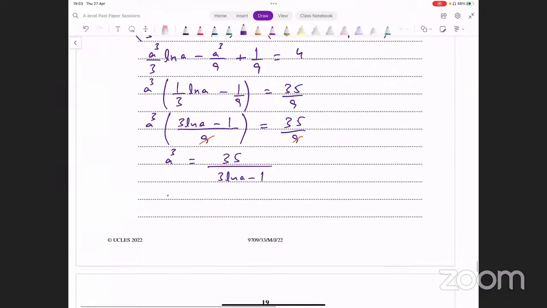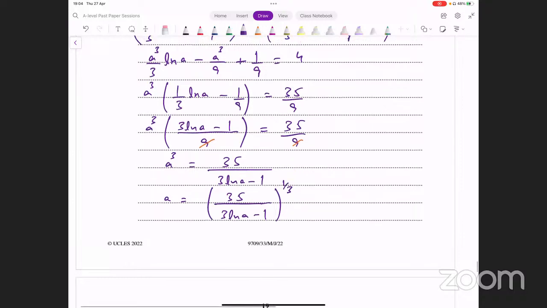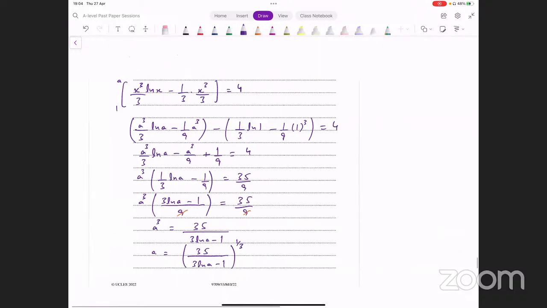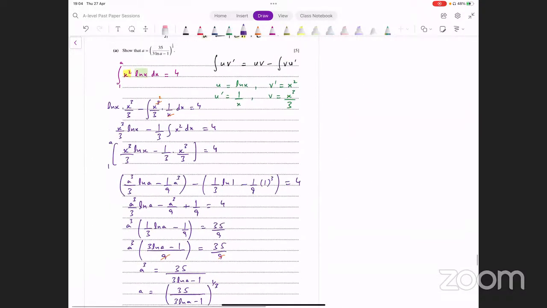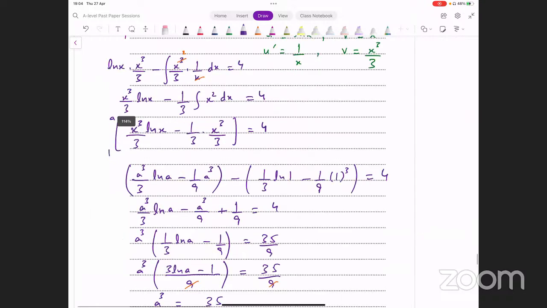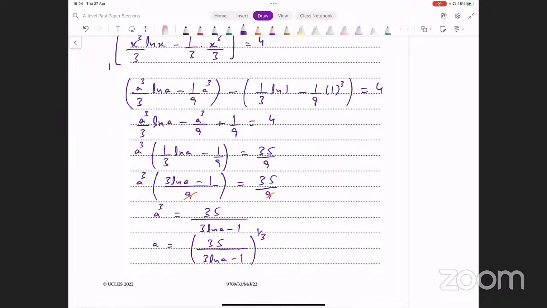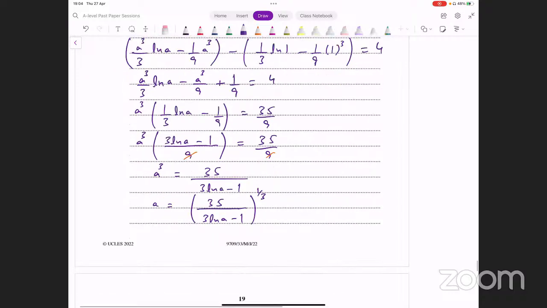अब हम क्या करेंगे, अब हम इसकी पावर 1 over 3 ले लेंगे, because left पे a cube आ रहा है, हमें a चाहिए सिर्फ. दोनों साइड्स पे क्यूब रूट ले लिया तो हमारे पास क्या आ जाएगा, 35 over 3 times ln of a minus 1 whole power 1 over 3. Okay, so that's correct. This is what we're getting. Integrate हमने किया, limits input कर दी और हमारे पास उसको rearrange करके ये result आ गया जो उसने मांगा हुआ था. ठीक है? Okay, let's move on.